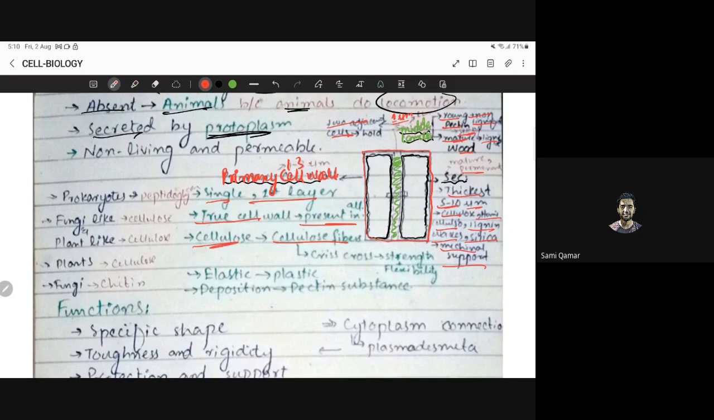Okay, cellulose fibers. The cellulose fibers are present in a crisscross manner. They provide strength and flexibility. It is elastic in nature.